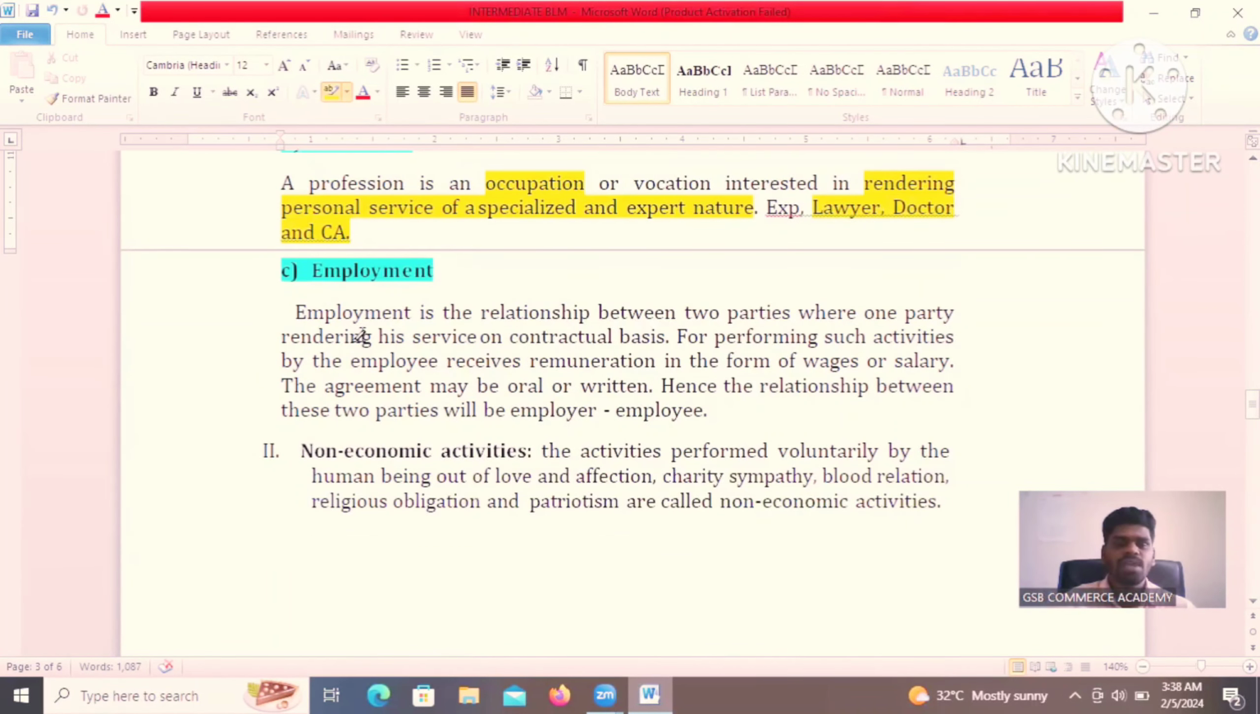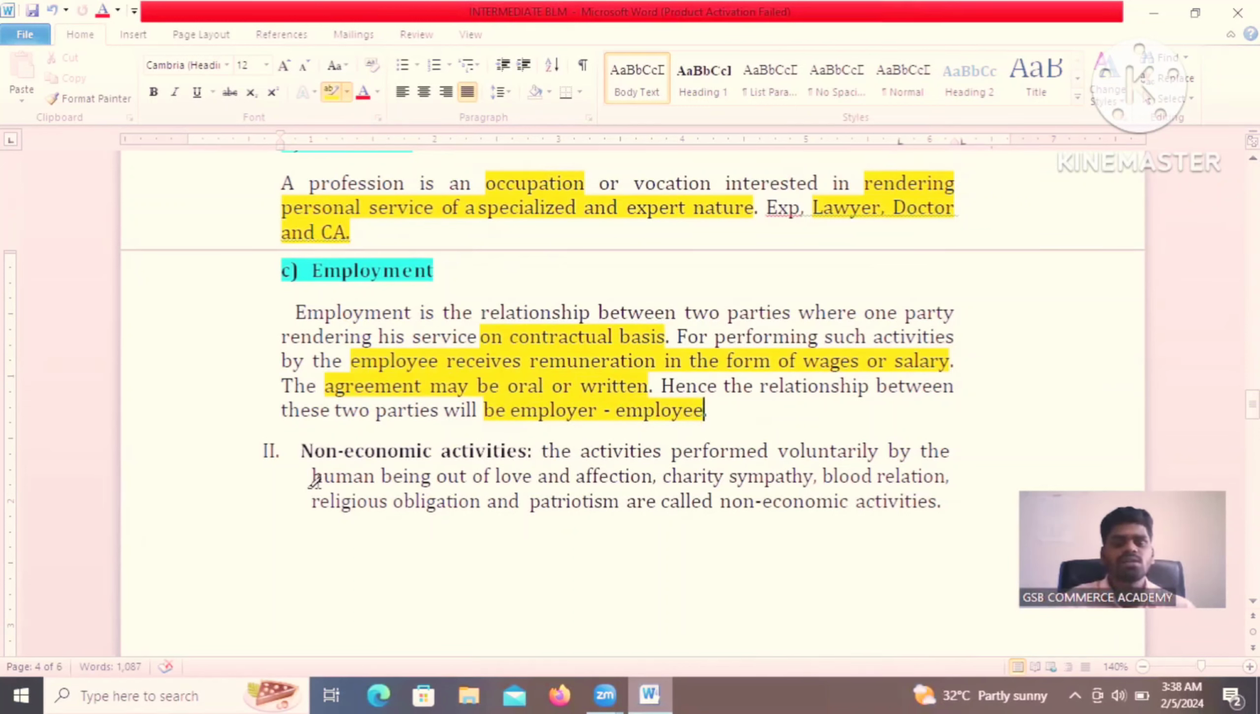And the third economic activity, employment. Employment is the relationship between two parties. One party is the employer, another party is the employee. The employer provides the job opportunity. The employee renders his services on a contractual basis. For performing such activities, the employee receives remuneration in the form of salary and wages. This employment agreement, the contractual agreement, may be in oral or written form. Hence, it is the relationship between the two parties, that is, the employer and employee relationship. So these are the three types of economic activity.